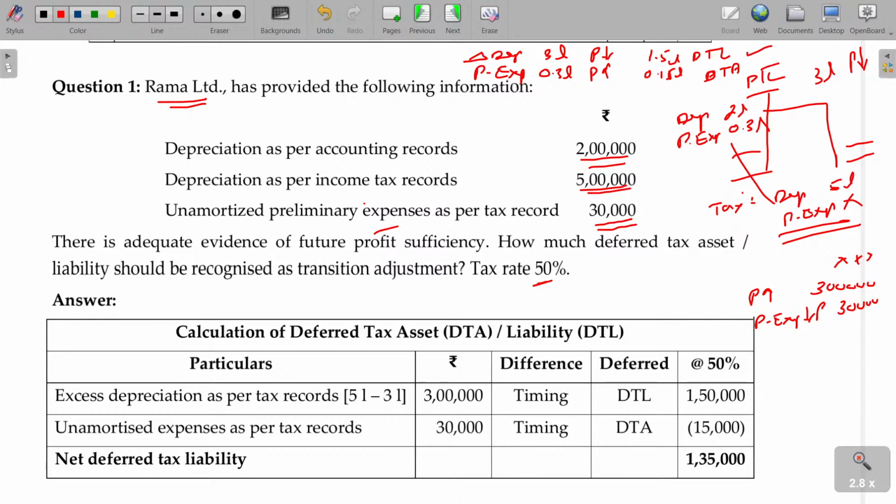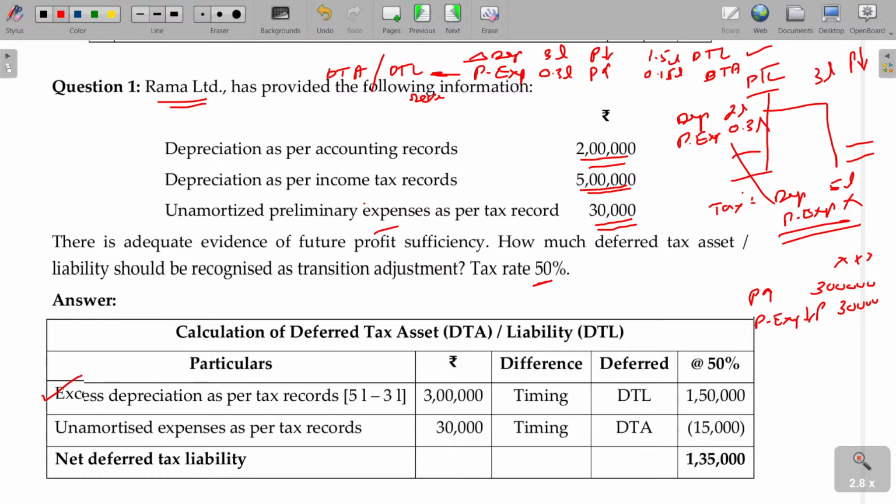Or suppose this may be either DTA or it may be a DTL reversal also. Both things may be possible. We might have debited completely in the previous year for income tax purposes, and this year they have failed to debit. That may also be possible. Anyhow, you understand DTL as well as DTA.